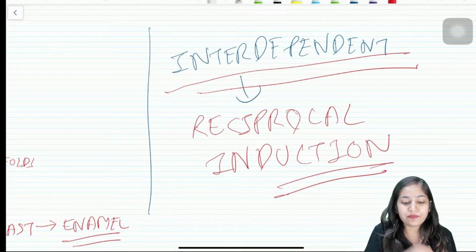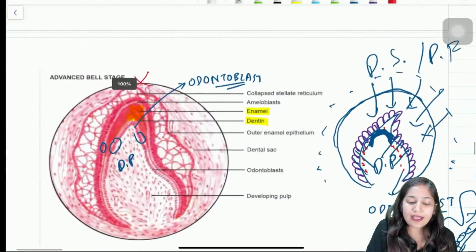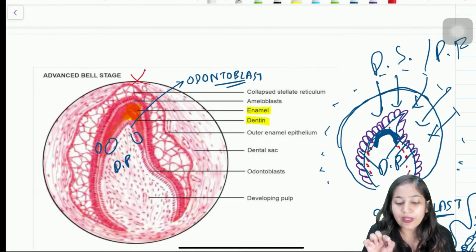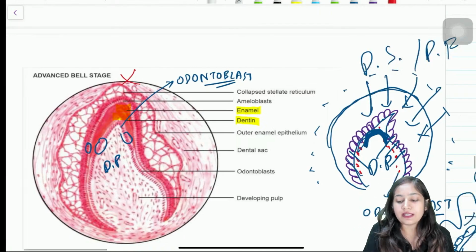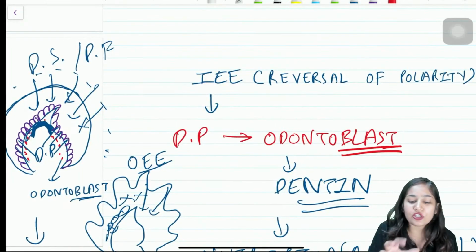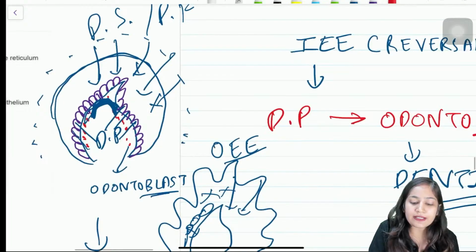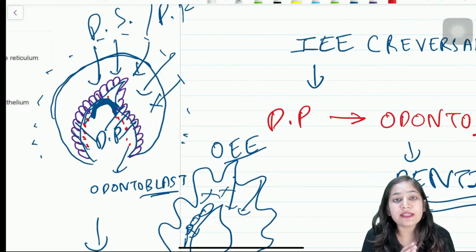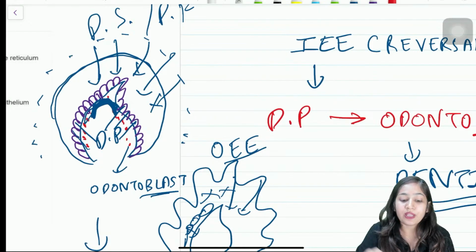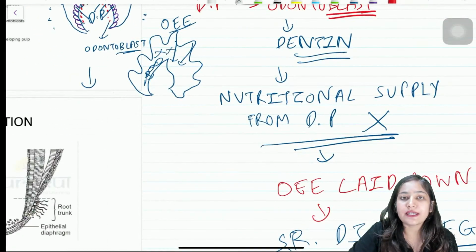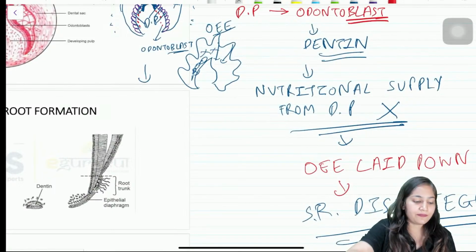Any doubt in this? This is very important. This type of diagram can be asked as an image-based question. So first you should identify the formation of hard tissues, whether enamel is formed or whether dentine is formed. And here we have what? Mainly formation of enamel and dentine. Under the influence of inner enamel epithelial cells, dental papilla cells are differentiating into odontoblast, forming dentine. Once dentine is formed, nutritional supply is being cut off and it is coming from dental sac, as a result of which outer enamel epithelium will be laid down in folds. And there is disintegration of stellate reticulum in advanced Bell stage.